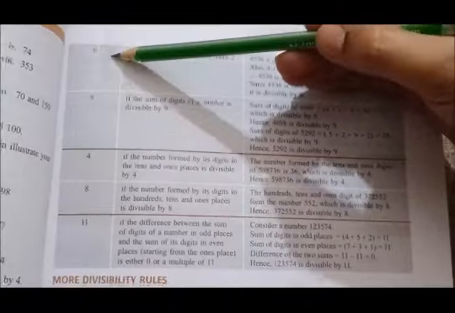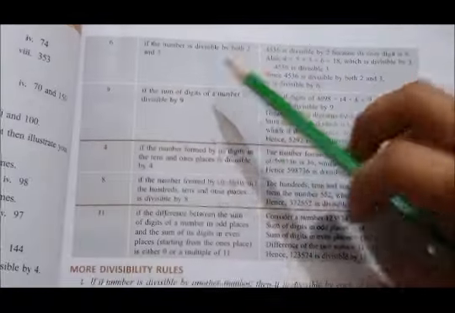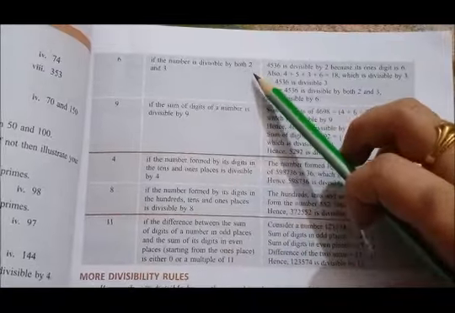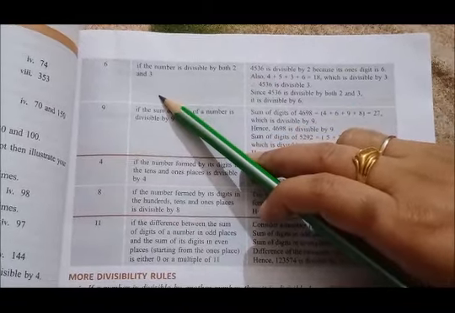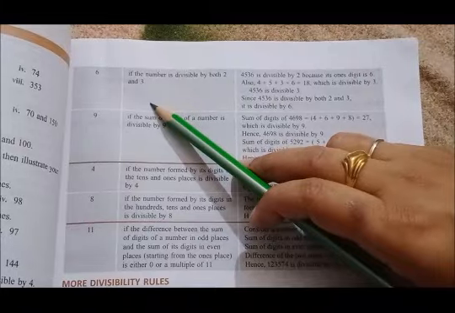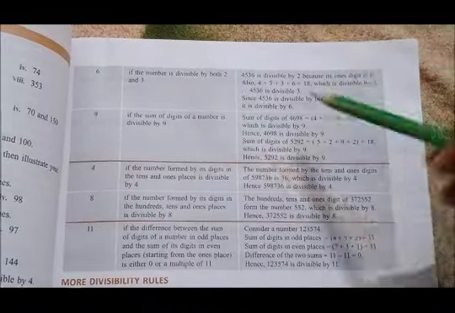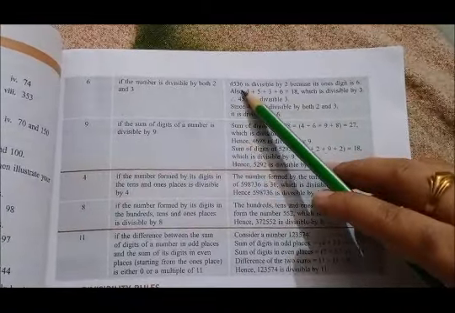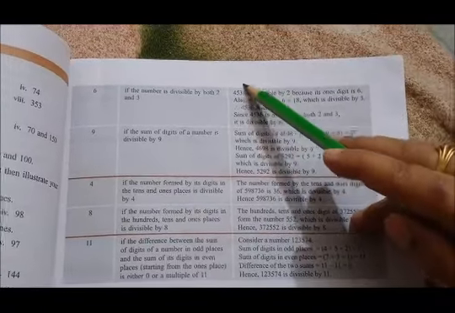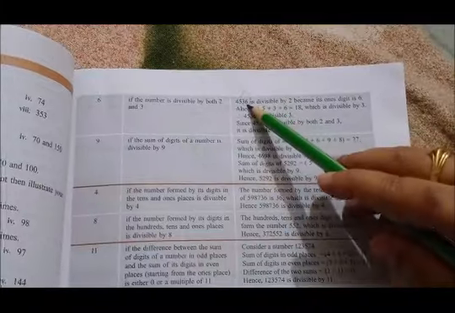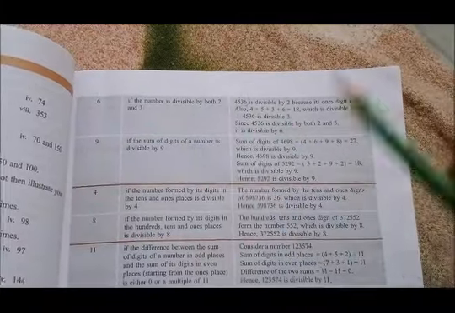Now next is 6. For checking 6, what is the rule? If the number is divisible by both 2 and 3. Any number which is divisible by 2 and 3, both, that will be divisible by 6. For example, number is given 4536. It is divisible by 2. Why? Because its ones place digit is 6, that is even.